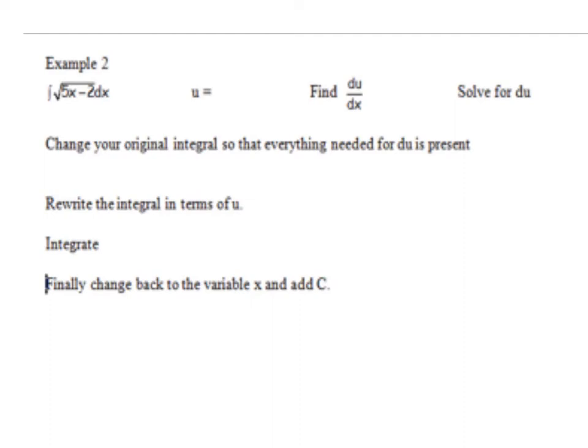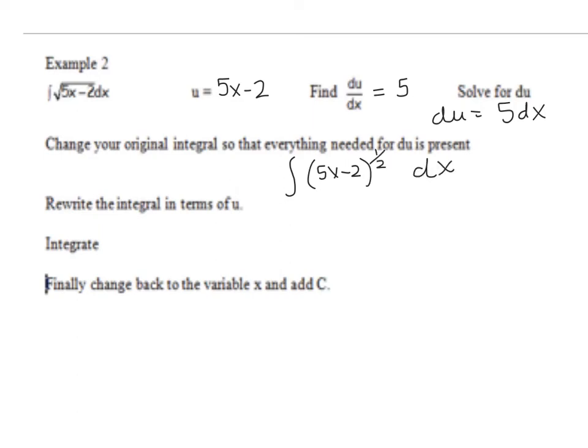So here's example number 2. We have the square root of 5x minus 2. My u is going to be what's under the square root symbol, so that's going to be 5x minus 2. du/dx is going to be 5. Solve for du, so du is going to equal 5 dx. All right, so I'm going to rewrite everything, and I'm going to go ahead and do 5x minus 2 to the 1/2, and then dx.